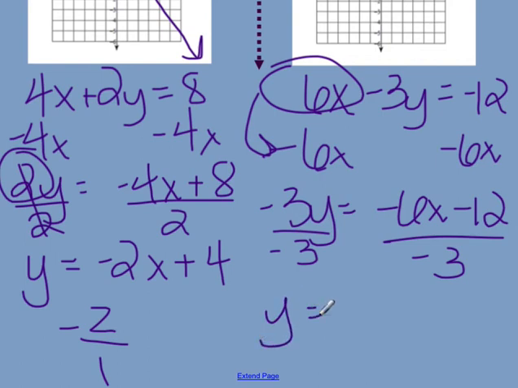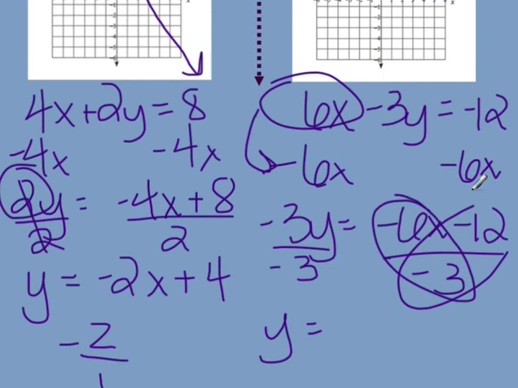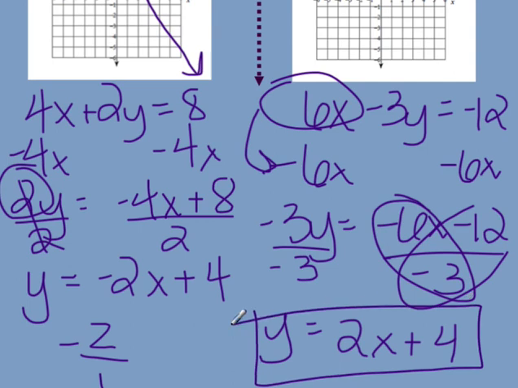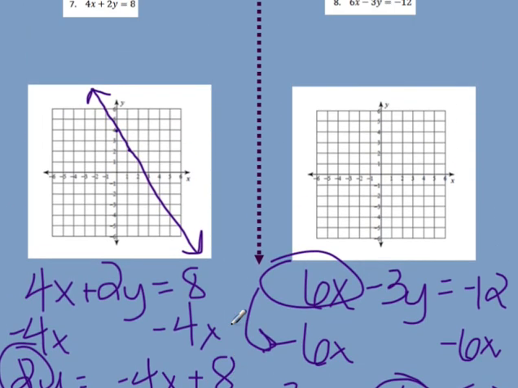So y is equal to, now I need to divide both of these pieces by -3. -6 divided by -3, well, that's going to become positive because we're dividing two negative numbers. That's going to be a positive 2 and then x. -12 divided by -3 is going to be a positive 4. So I have y is equal to 2x plus 4. And now we just need to go ahead and graph that.